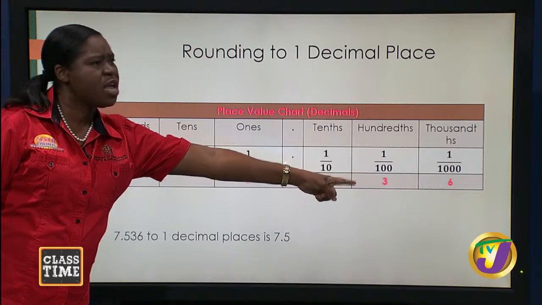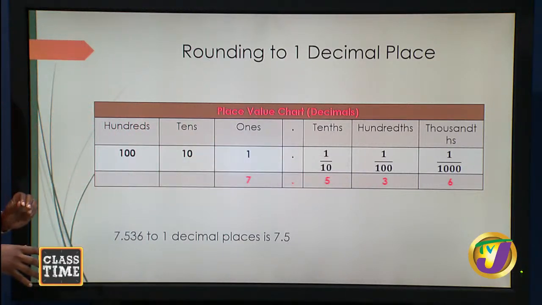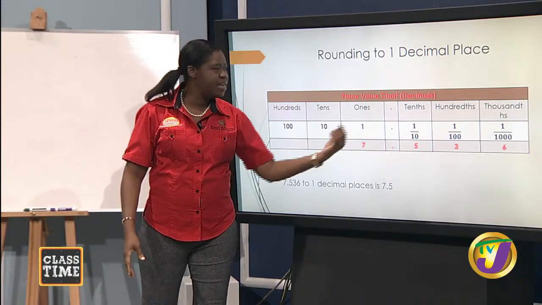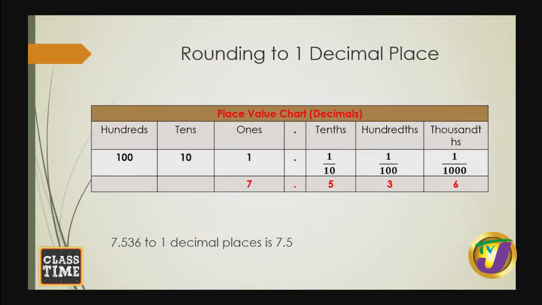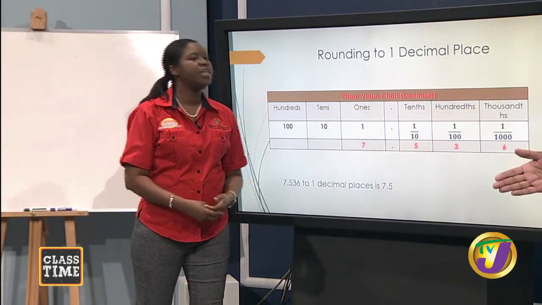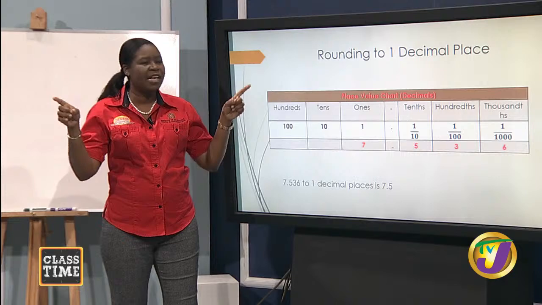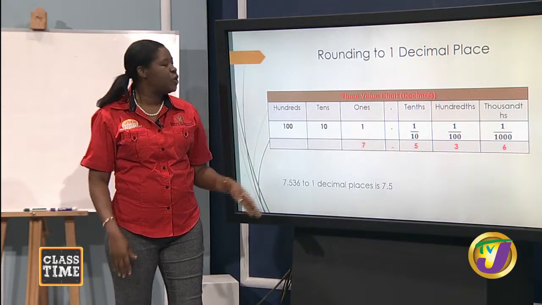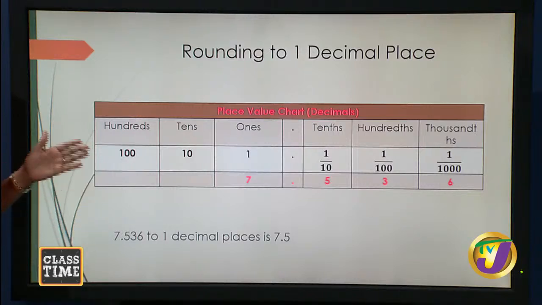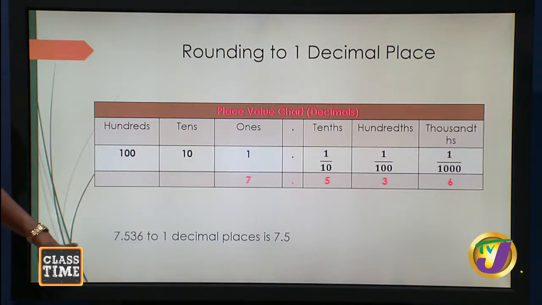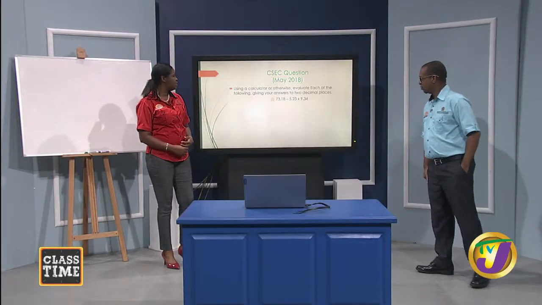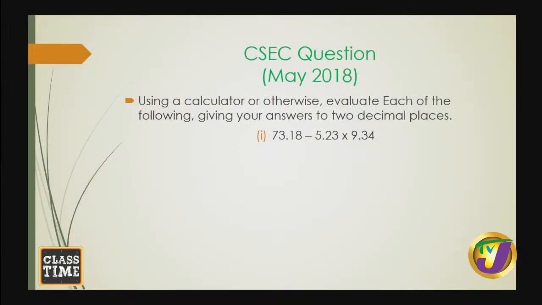However, if this 3 here was, say for example, 5 or more, we could round to the next place value, which would be 6, because it would be closer to the next tenth. Think of it on a number line: 5 would be halfway between the tenths. All right, so let us look at a question on the CSEC question paper, May 2018.